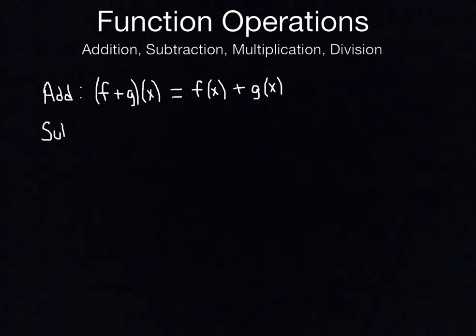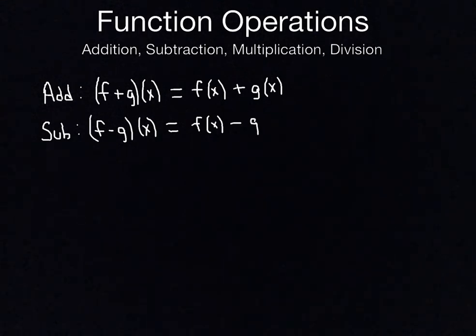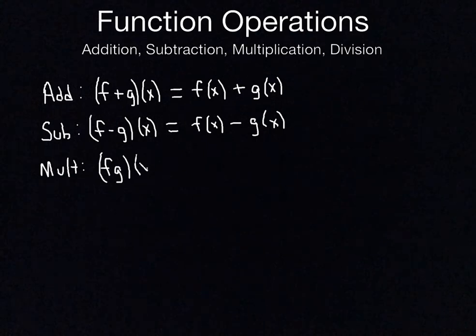So my subtraction operation, if I have f minus g of x, it's just going to be f of x minus g of x. And then if I have the multiplication one, f times g of x, this is going to be f of x times g of x.